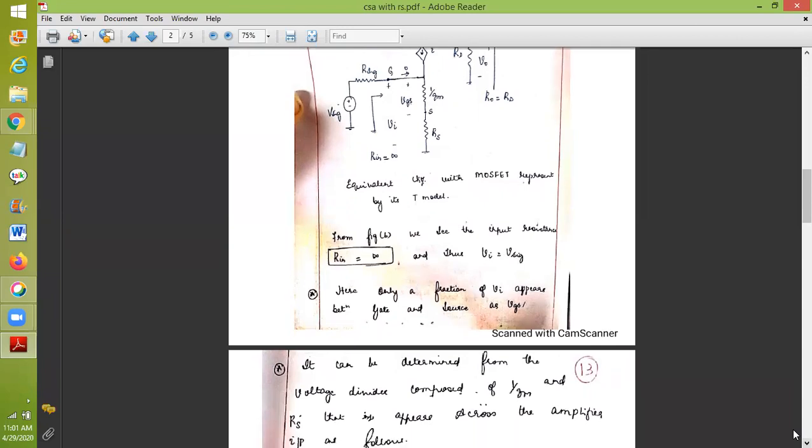Now what is our aim? We have to find the voltage VGS, wherein VGS is nothing but the drop across this 1 by Gm. So how to find the drop across that 1 by Gm? Did you follow, Prajwal?